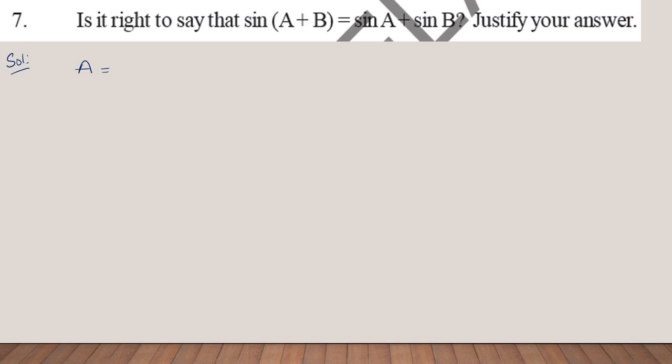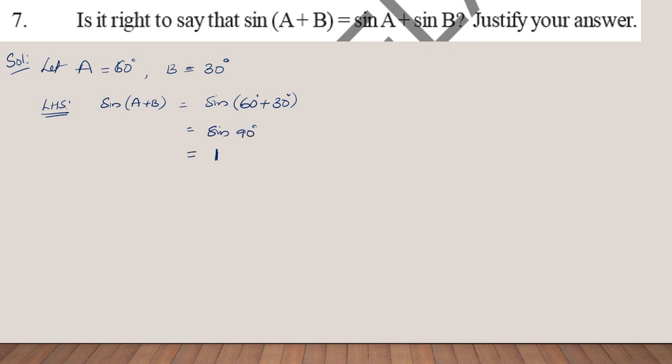So I am going to take A is equal to 60 degrees and B is equal to 30 degrees. So I am going to substitute in LHS. So let us consider LHS here. Sine of A plus B is equal to sine of 60 degrees plus 30 degrees. From this what I am going to get? Sine of 90 degrees. Already we know sine 90 is equal to 1, right? So this is my LHS.